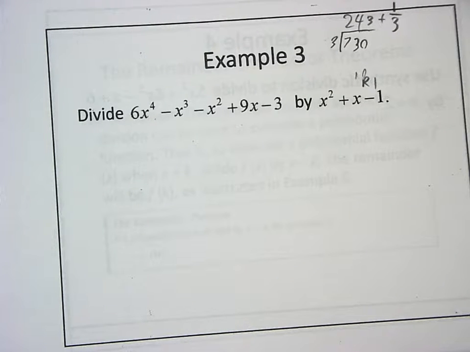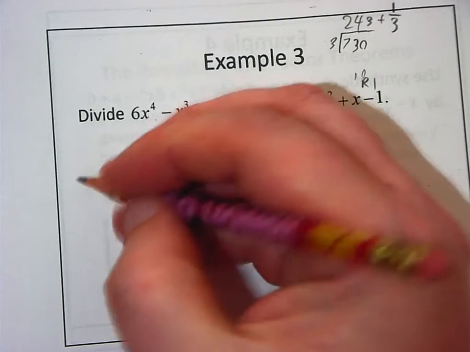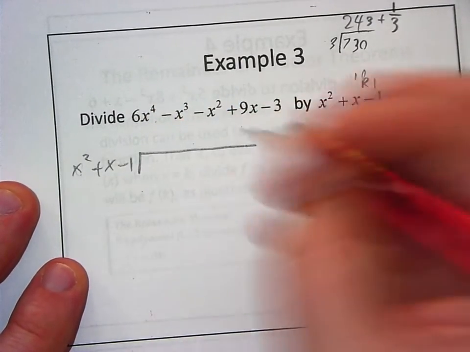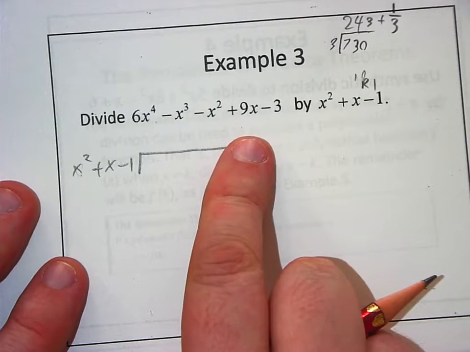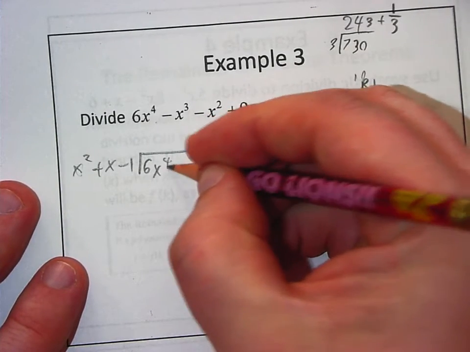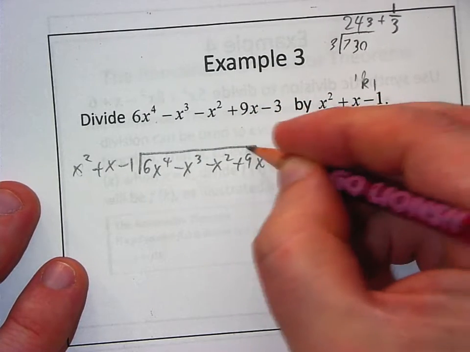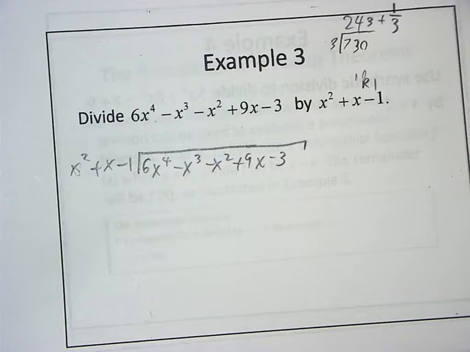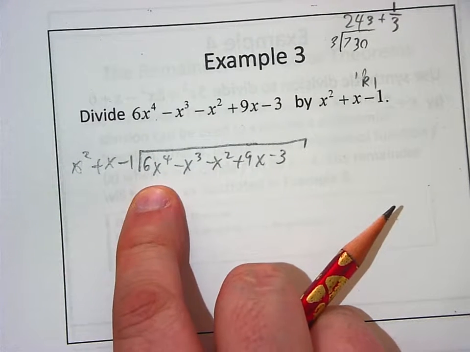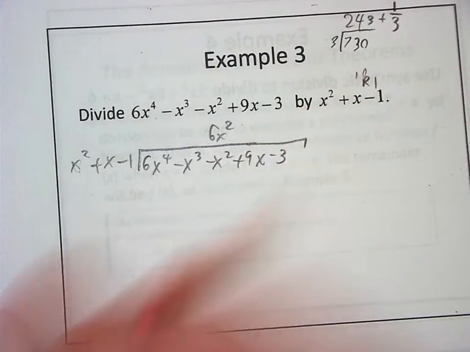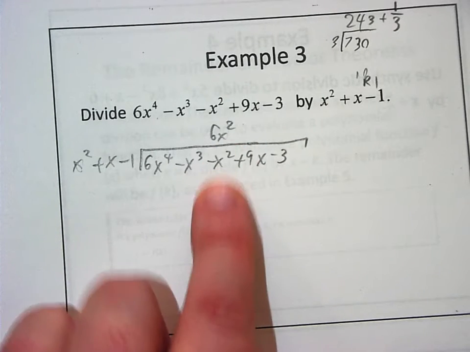What's going to go out front? Yep, the x squared plus x minus 1. Underneath, do I have any missing terms here? No. So it's exactly how it is. 6x to the fourth minus x cubed minus x squared plus 9x minus 3. So when I go to this division, the nice thing is actually ones that look harder like this usually take less time. And the reason for this is, what do I multiply x squared by to get 6x to the fourth? 6x squared. So I'm already jumping right to here. So I don't have to fill out every single one because I'm starting with the quadratic.